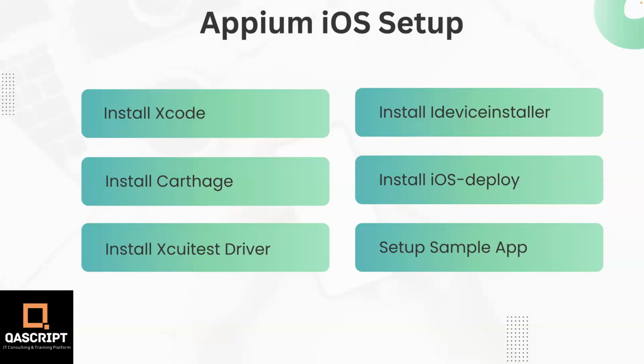Then we will look at how we can set up the iOS deploy application. Now, this will help you to install and debug iOS apps from the command line without actually using the Xcode tool. And finally, we'll look at how to set up the sample iOS application. We'll also run it on Xcode and also start a simulator. So it will start running on a particular device.